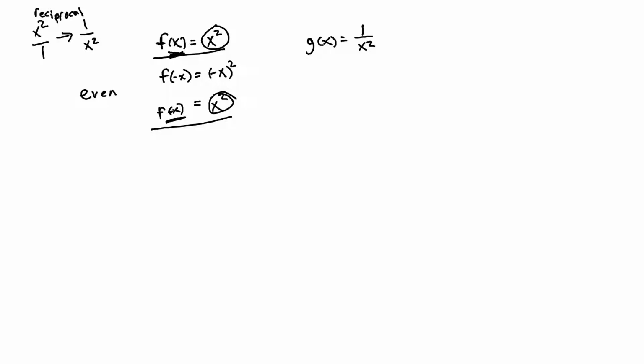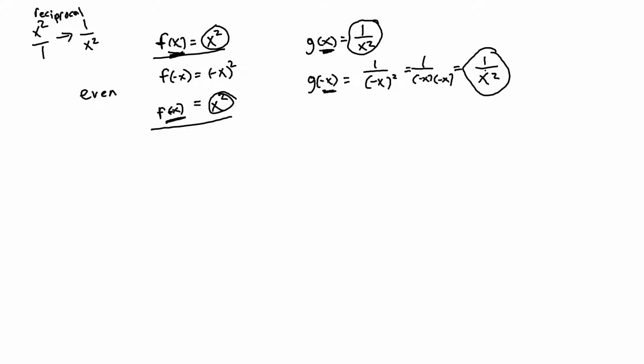So let's think about g of x here. Let's say that we input g of negative x. So we're basically doing 1 over negative x squared. So what that means is that we're doing 1 over negative x times negative x, or basically 1 over a positive x squared. So if we input a positive value or a negative value, we end up with exactly the same answer. So again, that tells us that the function g has to be what kind of function? It has to be an even function.